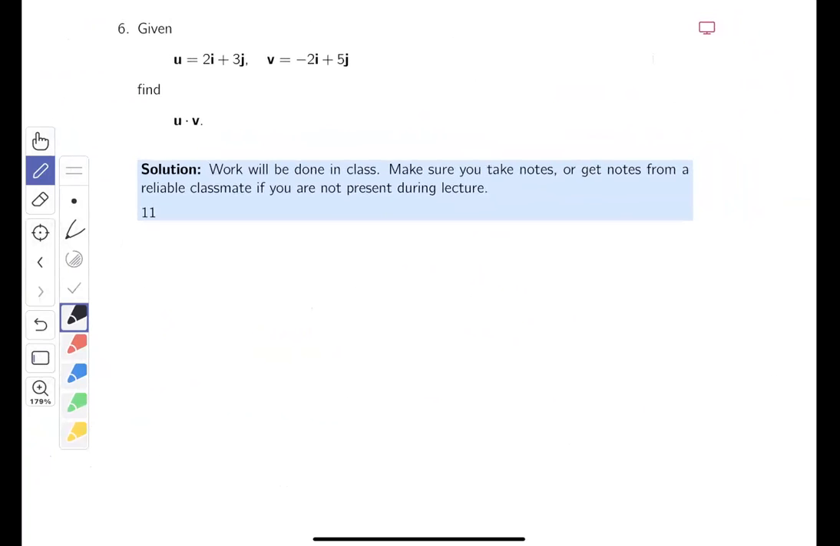Number 6 says, do the dot product. Well, again, I like to write these things in component form. So U, the component form is 2, 3, and V is minus 2, 5. They want the dot product, U dot V.